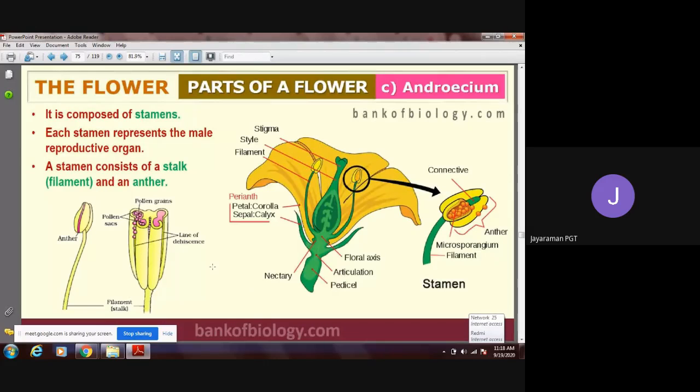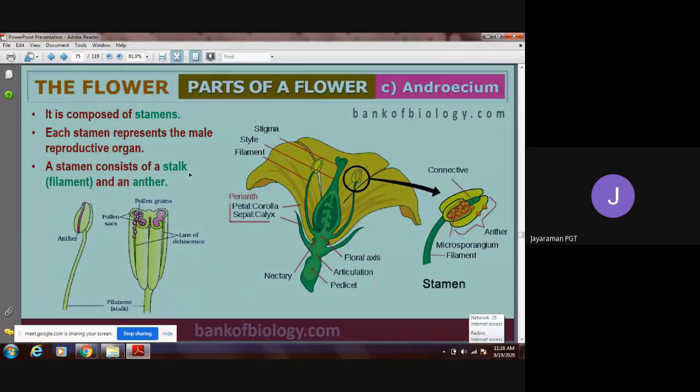The stamen consists of a stalk, that is the filament, which connects the flower to the anther. The main part is known as the anther. You can see this is the anther. This is the main part of the stamen, because it is going to produce the pollen grains. The filament just gives attachment. The pollen grains are produced from the anther.